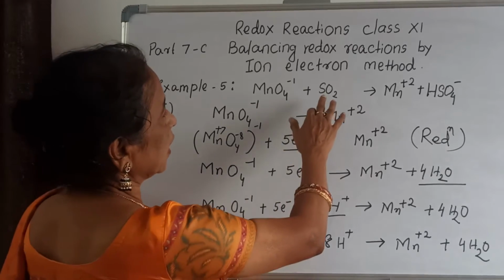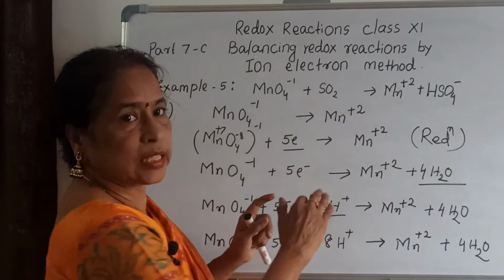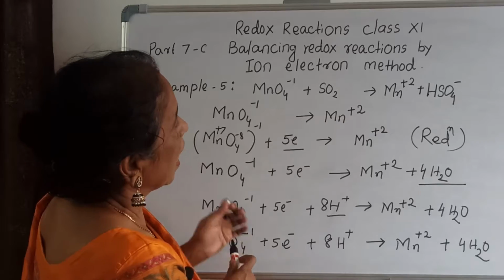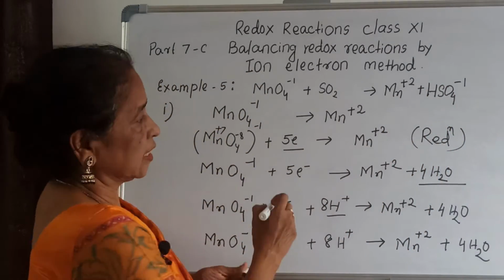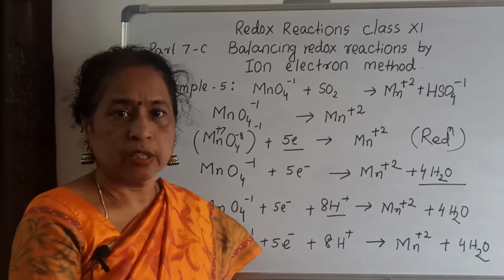Now again we will see how SO2 changes to HSO4 minus 1, and we will check the oxidation number of sulfur, and that should be the oxidation reaction.